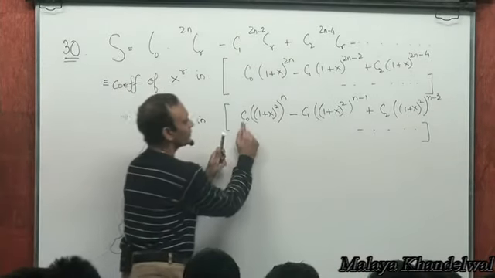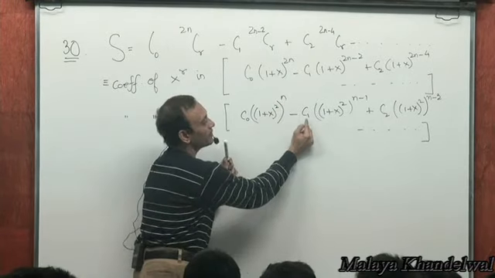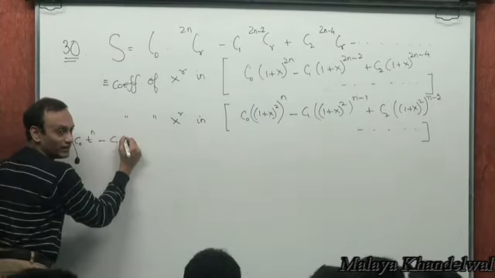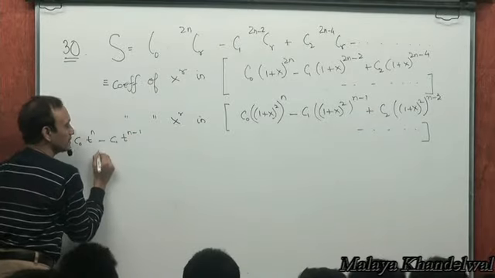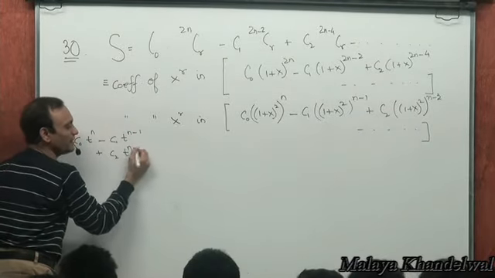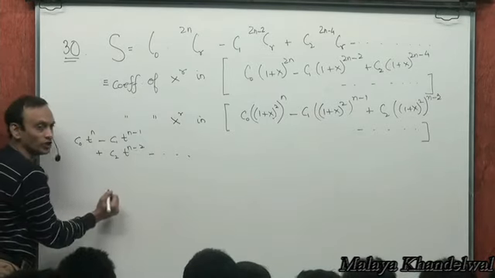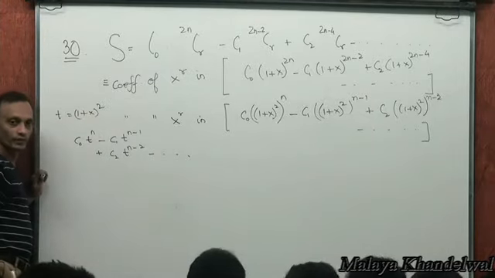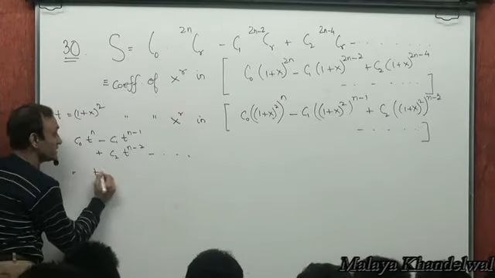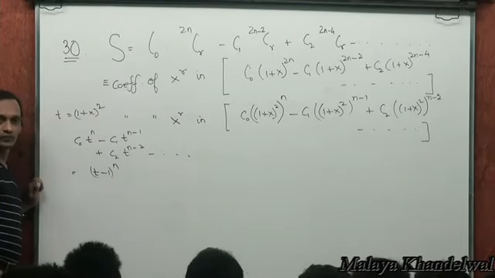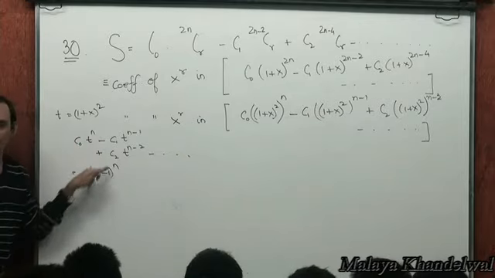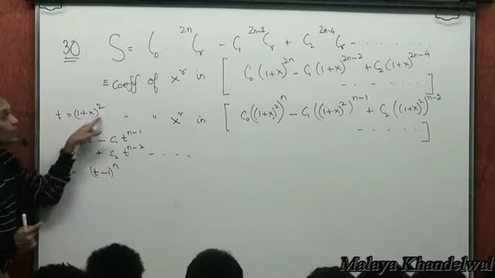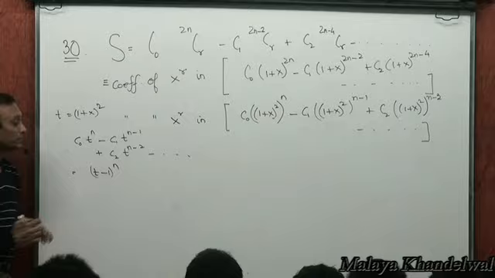This is like C0 t to power n minus C1 t to power n minus 1 plus C2 t to power n minus 2 minus and so on and so forth, where t is 1 plus x whole squared, yes or no? Which is what? Which is t minus 1 whole to power n, yes or no? Is it not t minus 1 whole to power n? Right? Where t is 1 plus x whole squared.